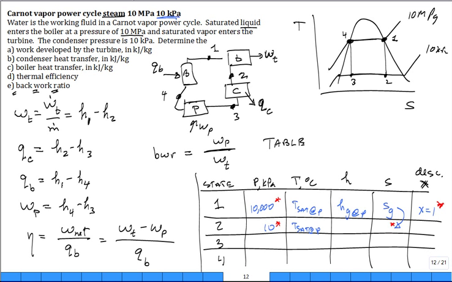And then how would I calculate X? I calculate X by S minus S of F divided by S of FG. I ran out of room there, didn't I?